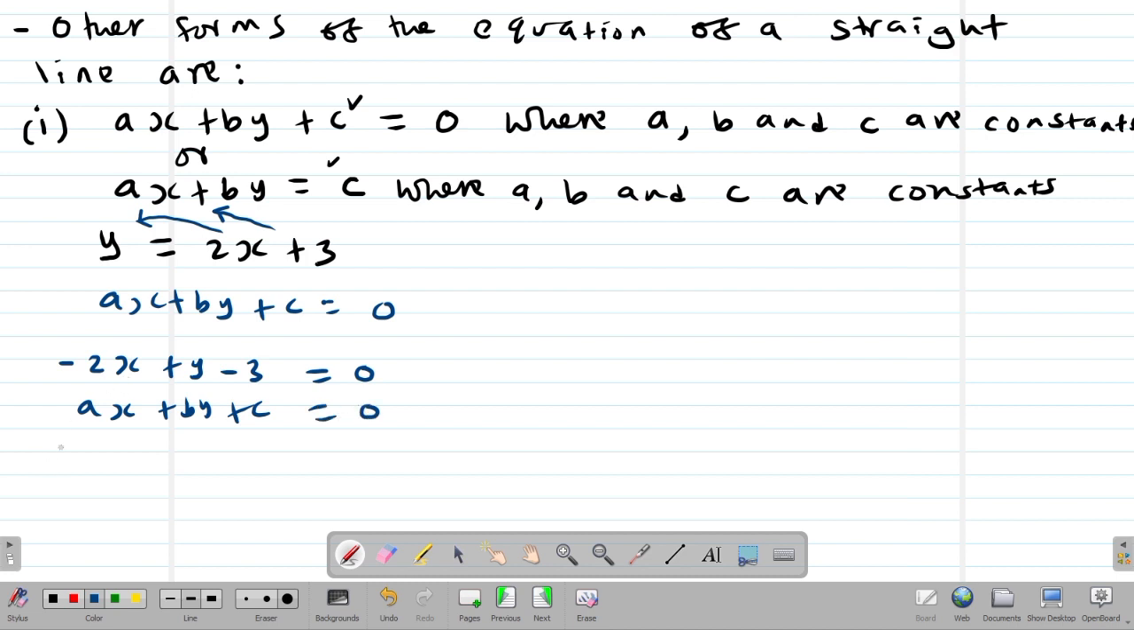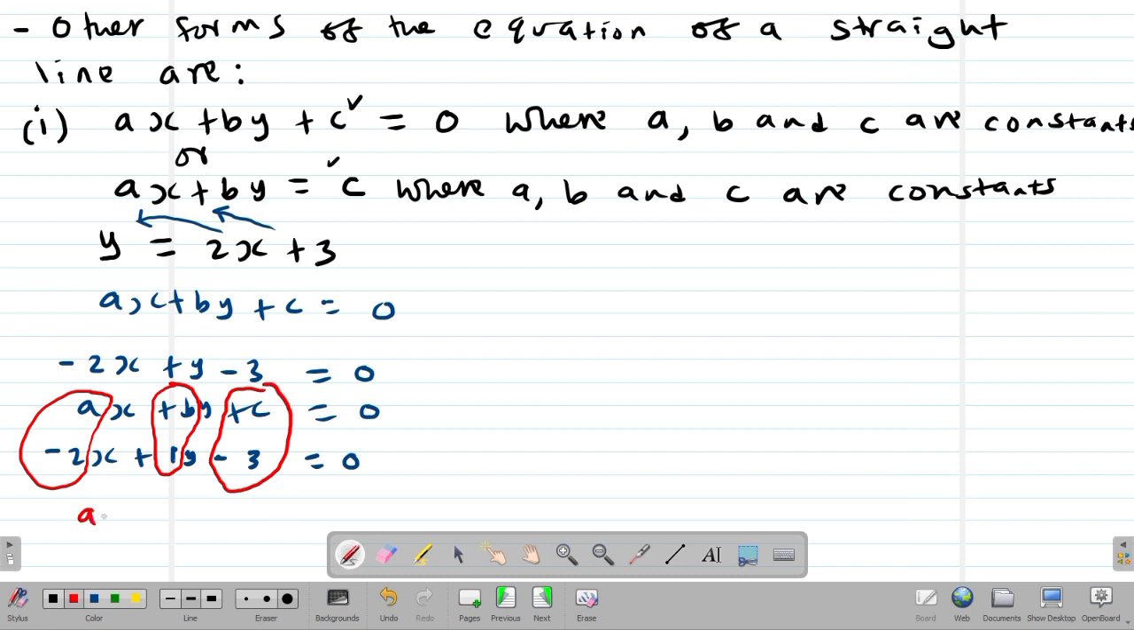So remember, this one can be written as negative 2x, then of course plus 1y, then of course minus 3, and this is equal to 0. Such that when you compare the values directly, you can see that the value of a will be given by negative 2, the value of b will be given by positive 1, then of course the value of c will be given by negative 3. So clearly we can see that the value of a will be negative 2, then the value of b will be positive 1, then the value of c will be given by negative 3.